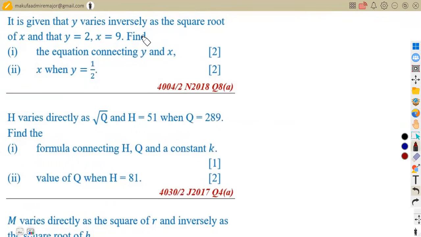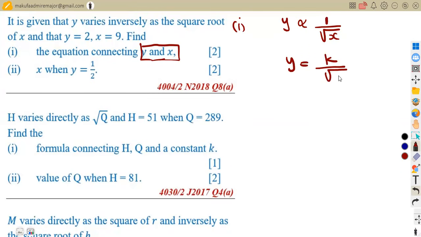It is given that y varies inversely as the square root of x. So y varies inversely, 1 over the square root of x. All right. So the first part that you are given is to find the equation that connects y and x. K is not even mentioned, so you have to find the value of the constant. So it's k over the square root of x.